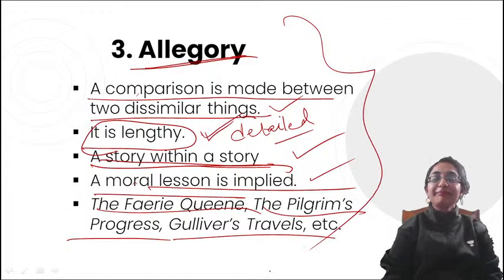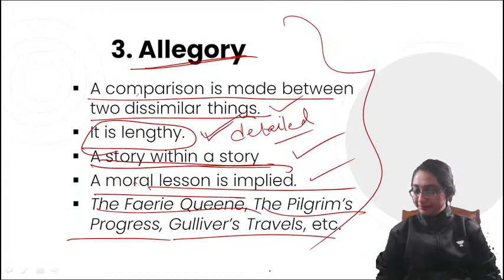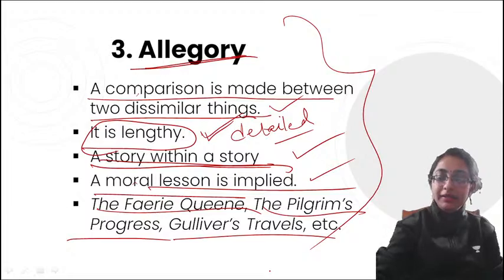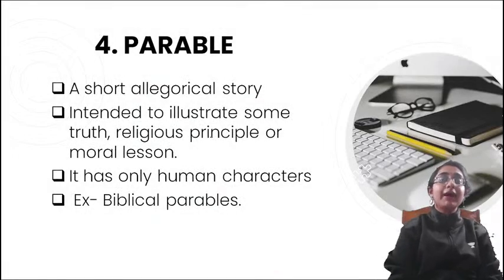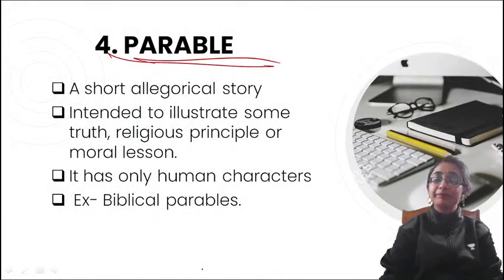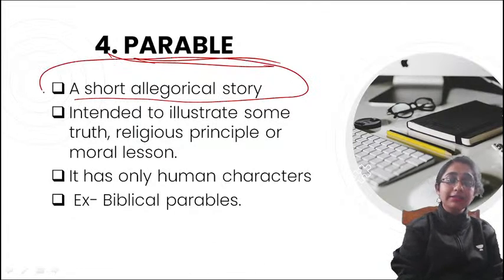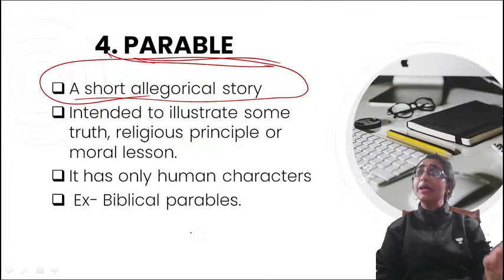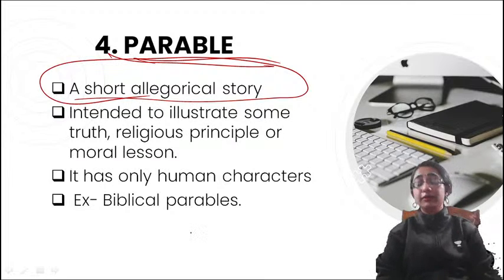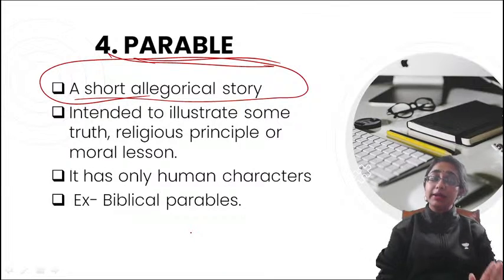So, this is all about allegory. Okay. Now we move on to the next: parable. What is a parable? A parable is a short allegorical story. So parable is actually a part of allegory, a type of allegory. It is a short allegorical story.